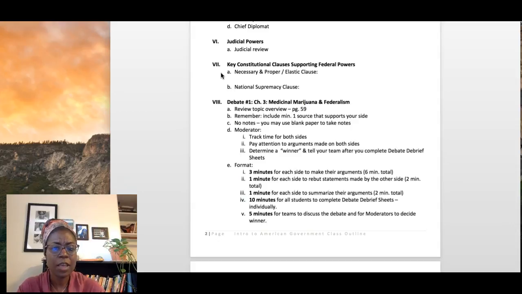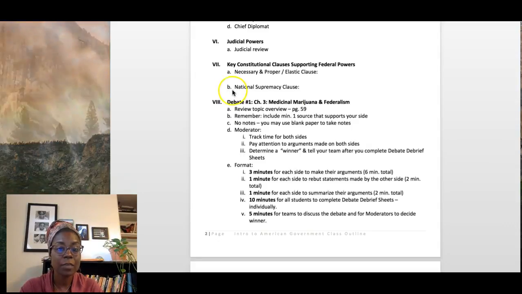Congress has the power to take specific actions. The second key constitutional clause is the National Supremacy Clause. This clause is detailed in Article 6 of the Constitution, and basically it states that the United States Constitution and federal law take precedence over any state laws. So you can remember this by thinking that the federal government reigns supreme over the state laws and any actions taken by the state.